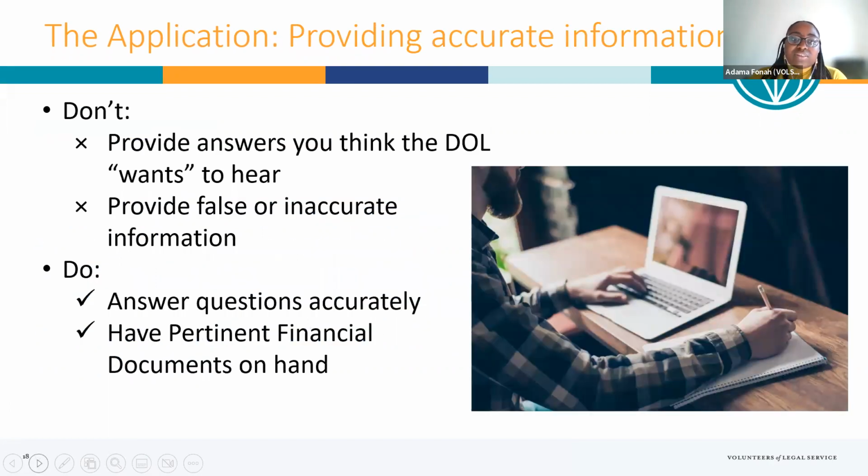All right, so for the application, it's important to emphasize that they have to provide the answers that are the truth and not just what they think the Department of Labor wants to hear. And ultimately, like I said, if they provide any false or inaccurate information, they will be deemed at fault for that. And if there are any pertinent financial documents, they should have them on hand during the application process. All right, next slide.